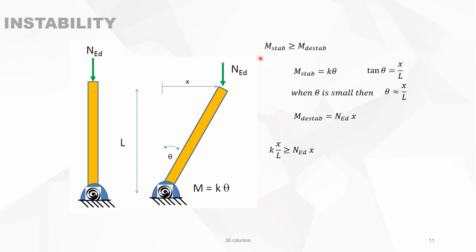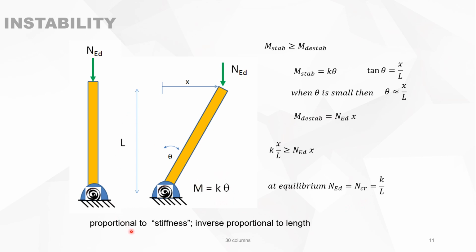The stabilizing bending moment must be bigger than the destabilizing, so if you substitute the different values, you will see that at equilibrium, when they are equal, N_Ed, which we then call N critical, just at equilibrium, must be K over L. This means that the critical force N is proportional to the stiffness and inversely proportional to the length.